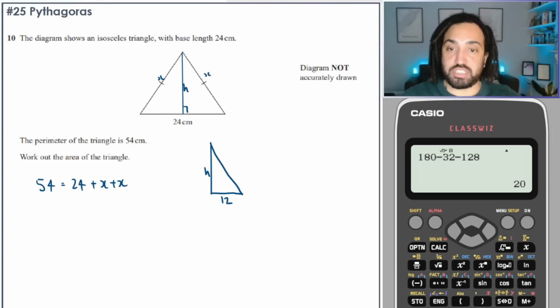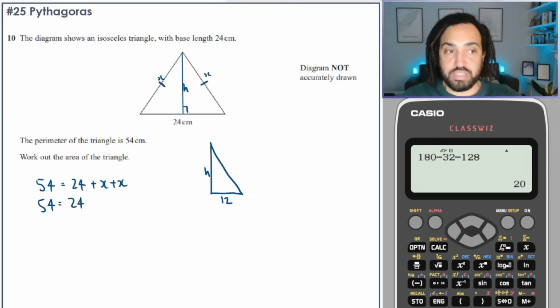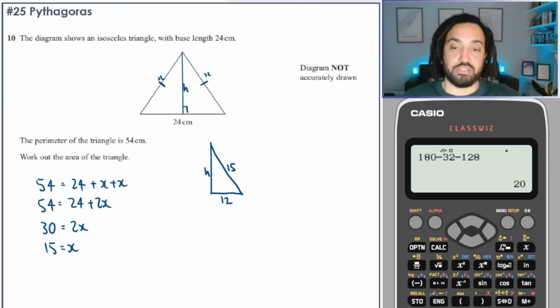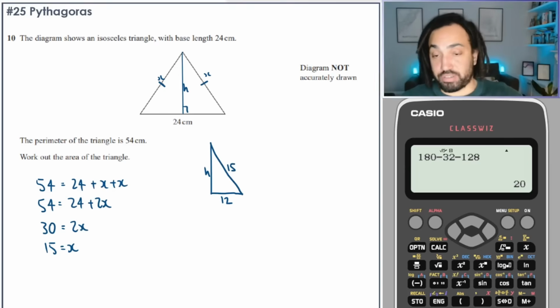We know these x's are the same because of these lines here. So that means 54 is equal to 24 plus 2x. So 30 is equal to 2x. So 15 is equal to x. So this side length is 15. Now here comes the Pythagoras.